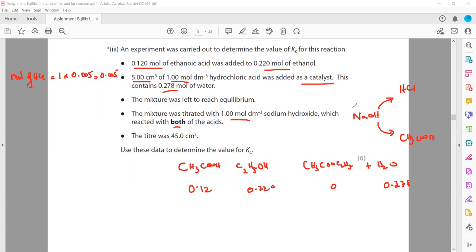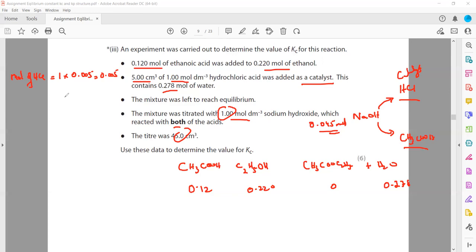Now, what happens when we add sodium hydroxide? Sodium hydroxide reacts with the hydrochloric acid, which was a catalyst for the reaction, and it also reacts with ethanoic acid. So first, hydrochloric acid has 0.005 moles, and how many moles of sodium hydroxide were there? The concentration is 1 and the volume is 45. So it will be 1 times 45 divided by 1000. So this will give us 0.045 moles of sodium hydroxide.